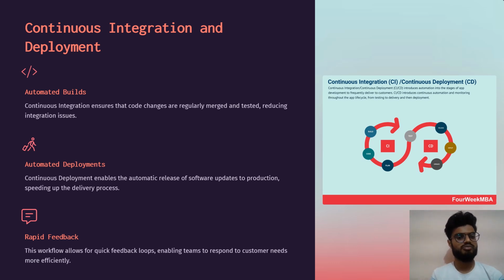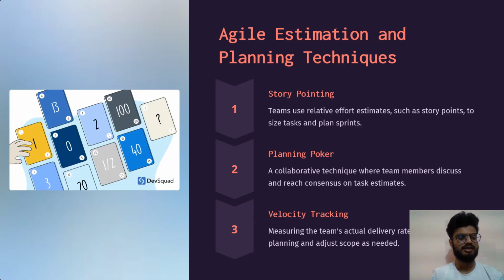So here are the automated deployments. Continuous deployment enables the automatic release of software updates to production and speeds up the delivery process. Every time after development and testing, the most important process is the deployment. The deployment must be done at several intervals of time so that users don't get frustrated with the same bug again and again. And then rapid feedback. One of the main perspectives of the agile process is the feedback, so rapid feedback is a must every time.